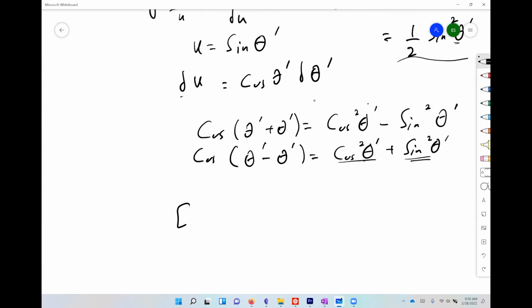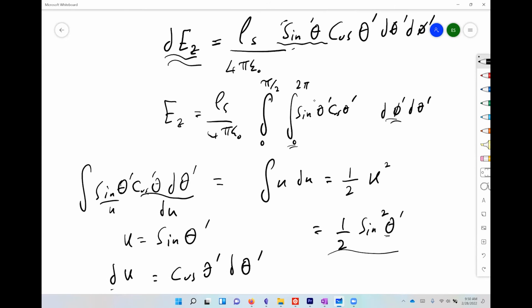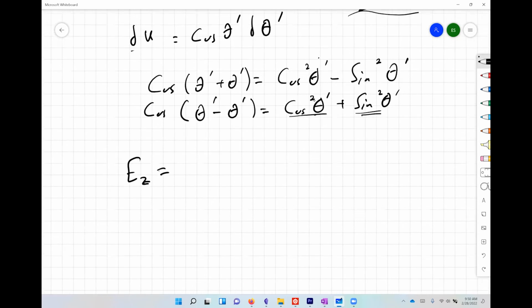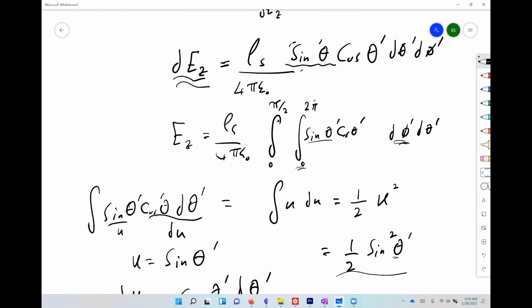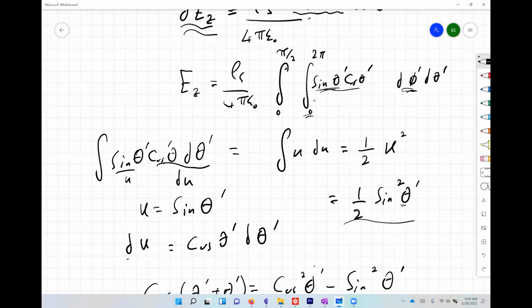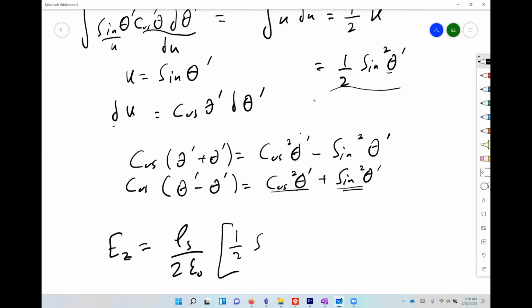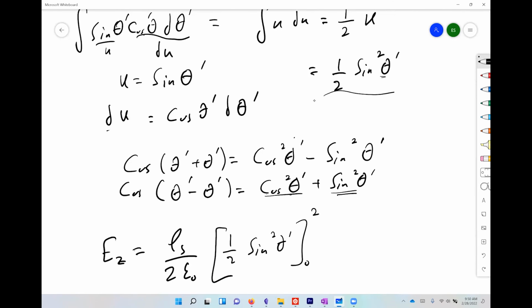But anyway, the easy way is this. Oh, the thing is, there's no d phi here, right? So this is going to be 2 pi. It's going to cancel the pi and the 4, so it's going to be rho s over 2 epsilon naught. And then I'll end up with the integral of this. I don't have to simplify this. This is going to be half sine squared theta prime from 0 to pi over 2, sorry.